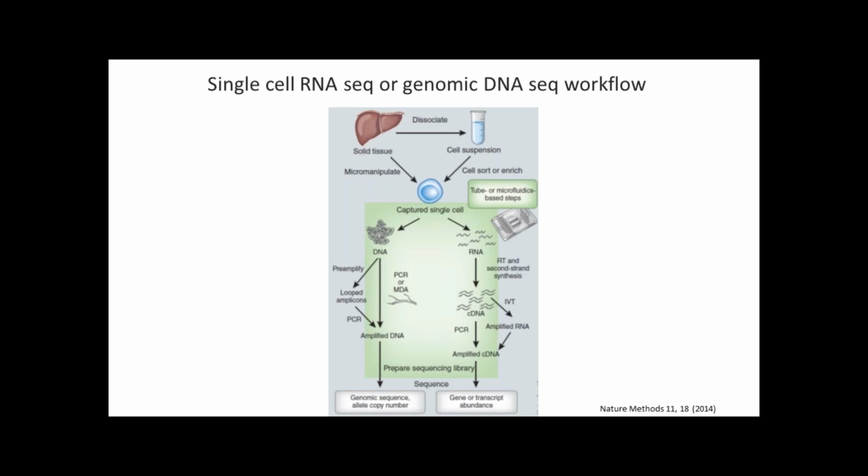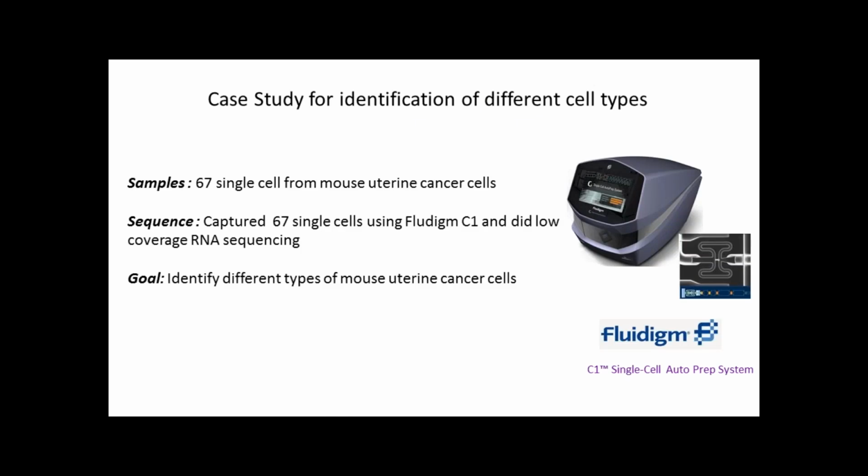Or we can get the RNA, use RT-PCR to get the amplified cDNA, and then prepare the sequencing library and do the sequencing. Finally, we do the data analysis for the single-cell data to find out the allele dropout, copy number variation, or identify the different cell types. Now, I will show some case studies for single-cell sequencing related research.